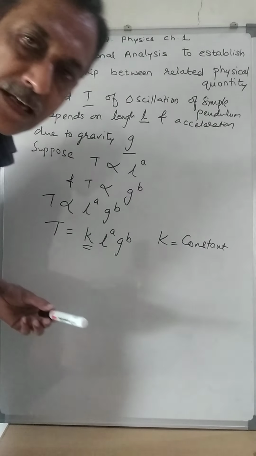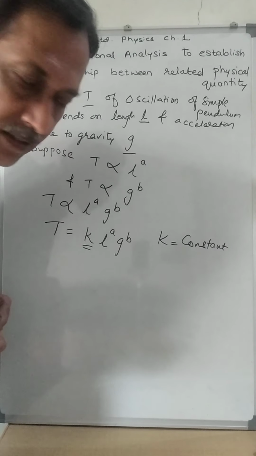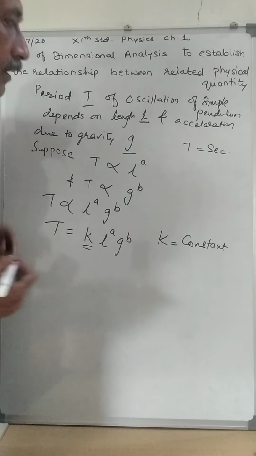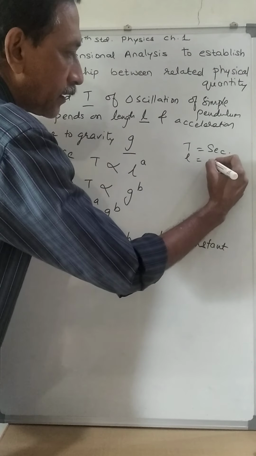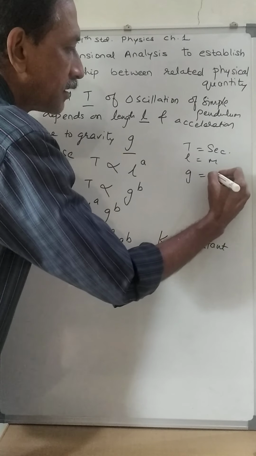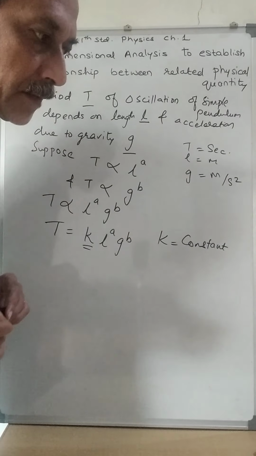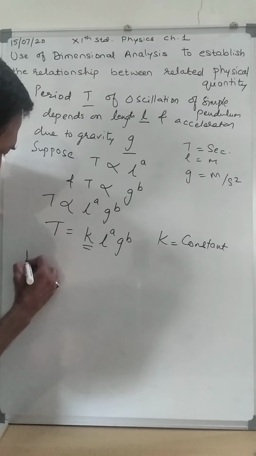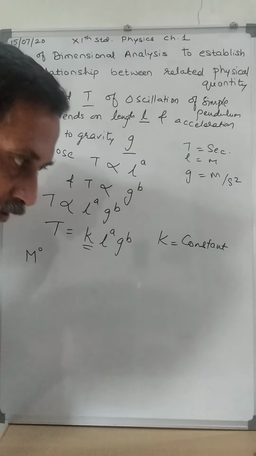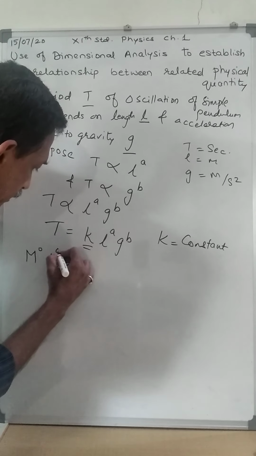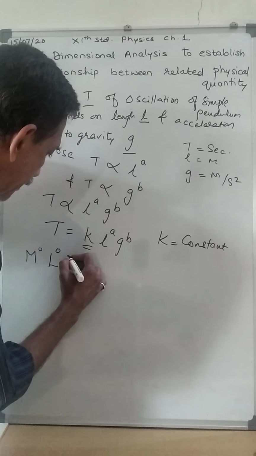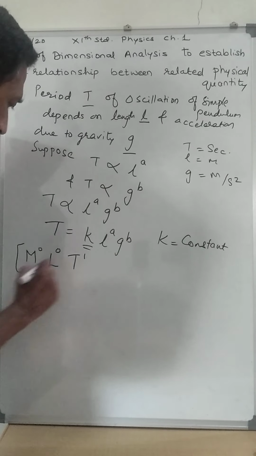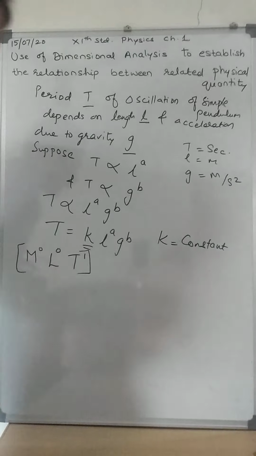T is basically time, so T is seconds. L is length, meters, and G is meter per second square. These are the basic units which we know. So based on that, T is seconds. Mass is raised to 0 because there is no mass. Length is raised to 0 because there is no length. T is raised to 1 because you have seconds. So this is your left hand side.